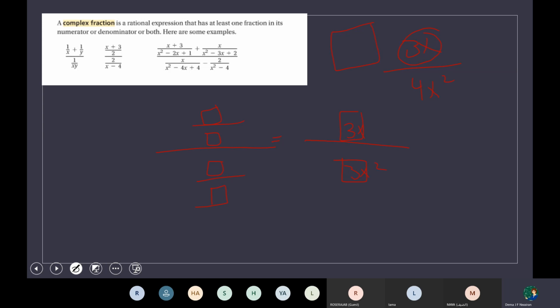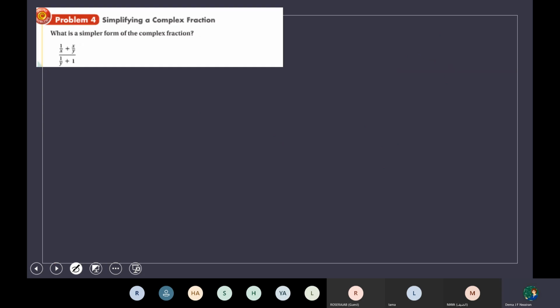Like this one here, 1 over x plus 1 over y over 1 over xy. Here, x plus 3 over 2 as a numerator, and 2 over x minus 4 as a denominator. The third one also here. These are examples of the complex fraction. Now, we have to learn how we can simplify a complex fraction. Let's see here. Here we have 1 over x plus x over y over 1 over y plus 1.